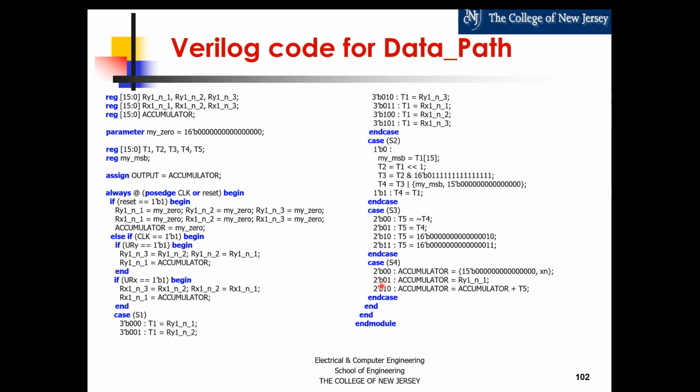But the common case is this one. The accumulator is accumulating. The accumulator is equal to the accumulator plus P5, which is the output of this part here. So then I can close the always, or this end belongs to this else if here. This end belongs to the always, and the endmodule belongs to the end of the module.